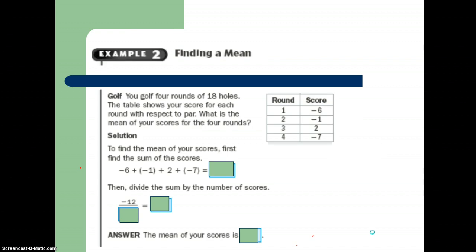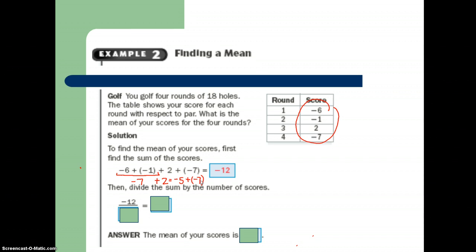Example 2, finding mean. You golf 4 rounds of 18 holes. The table shows your score for each round with respect to par. What is the mean of your scores for the 4 rounds? To find the mean, we first need to find the sum, or add up, all of the scores. So we are going to add up all of these numbers. Negative 6 plus negative 1 plus 2 plus negative 7. Remember, go 2 at a time. Negative 7, add 2, negative 5, bring down the plus negative 7, and the sum would be negative 12.